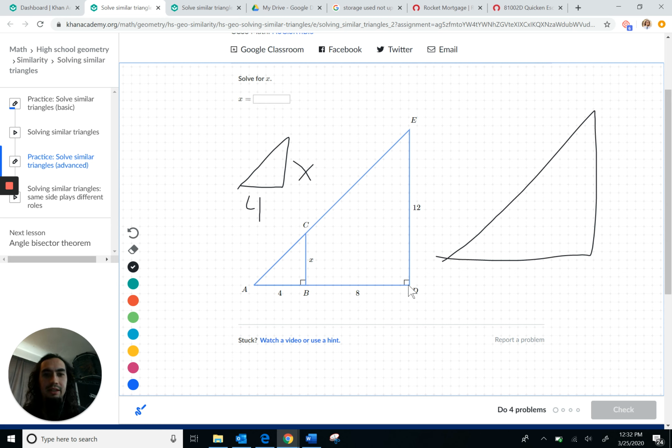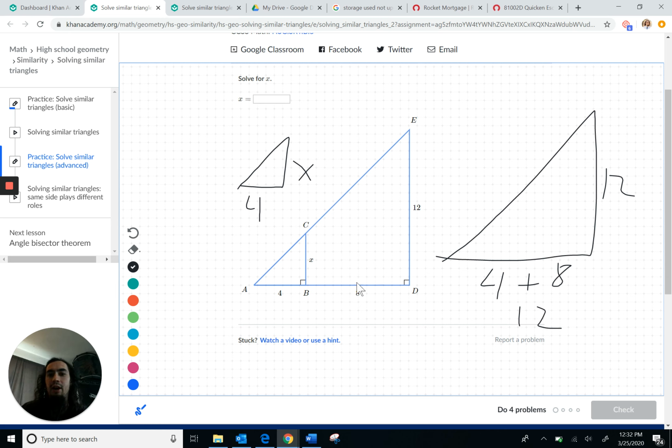I know this side here is 12. And I know this side here is 4 plus 8. And I'm actually going to write 4 plus 8, and let me make a better 4 here. Okay, 4 plus 8, which, of course, is 12.